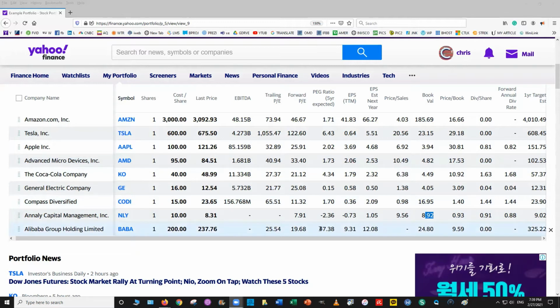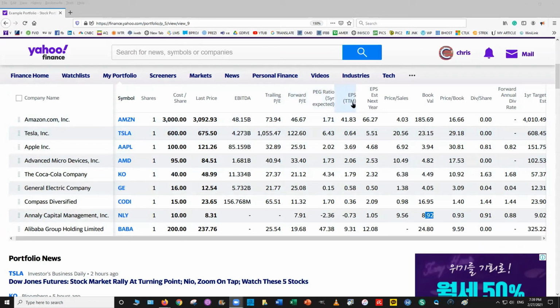Alibaba's at 47. Now, here's another interesting stock because it's a Chinese company. We're not really sure about the growth rate, but their PE is pretty low. And we know that Alibaba has been growing like crazy. So you have to do your research if it's a foreign stock that trades on the stock market here in America. So you can look at your PE and your growth.